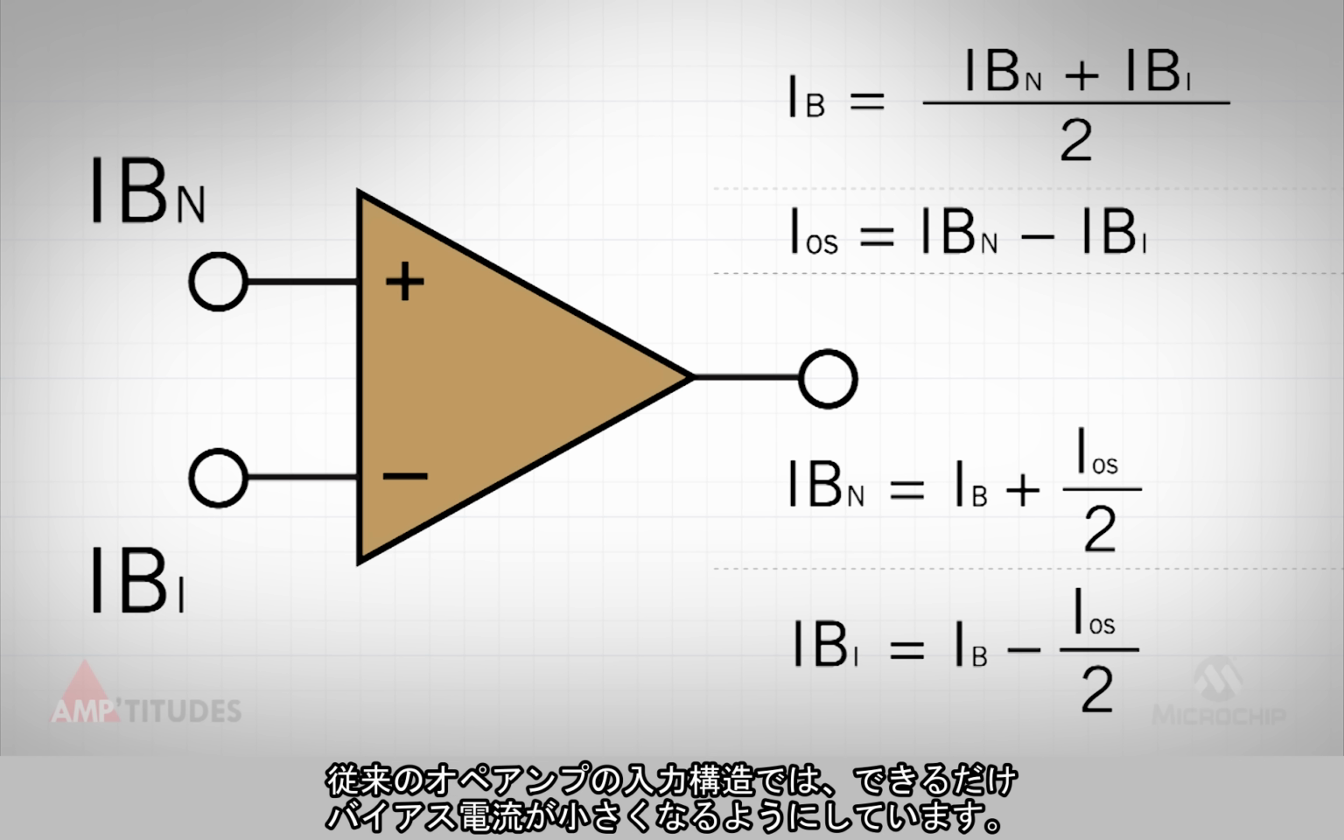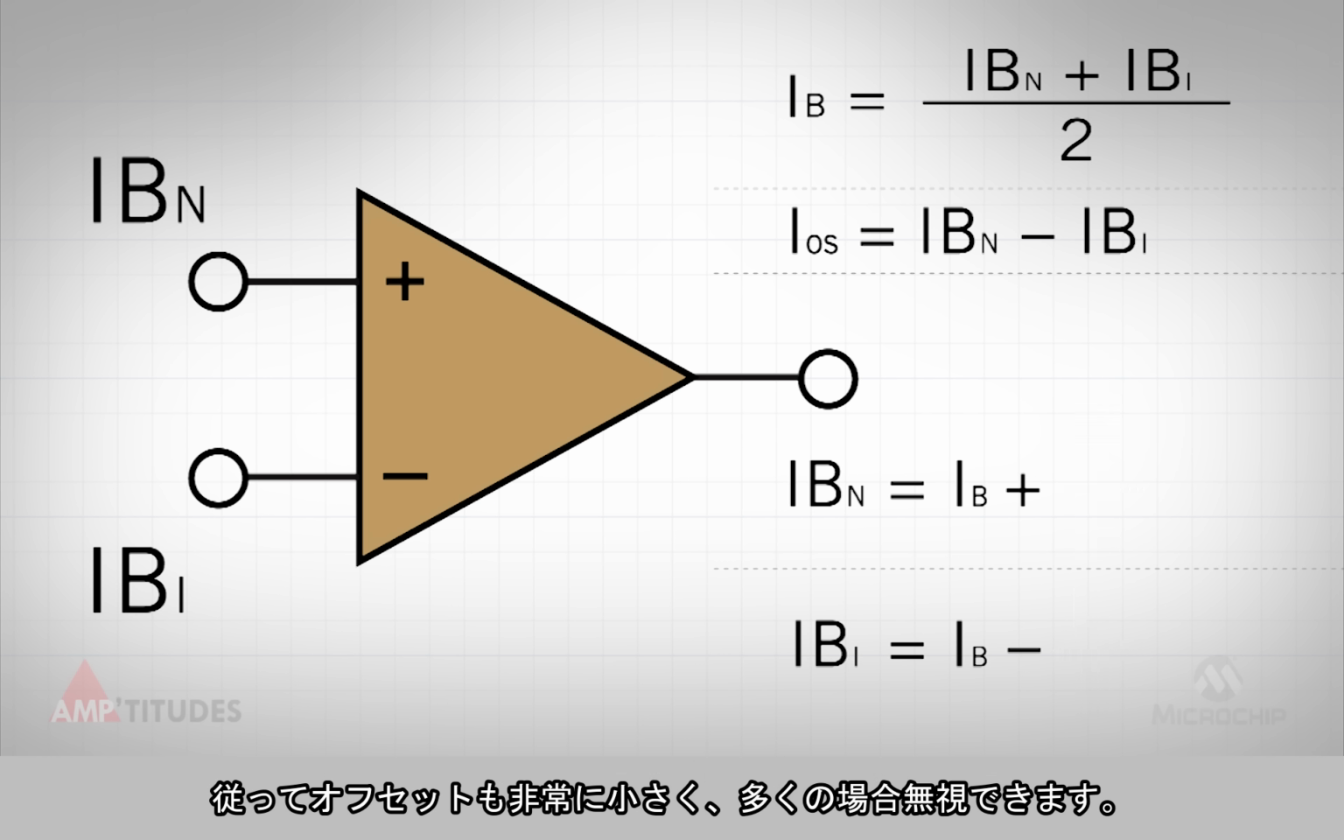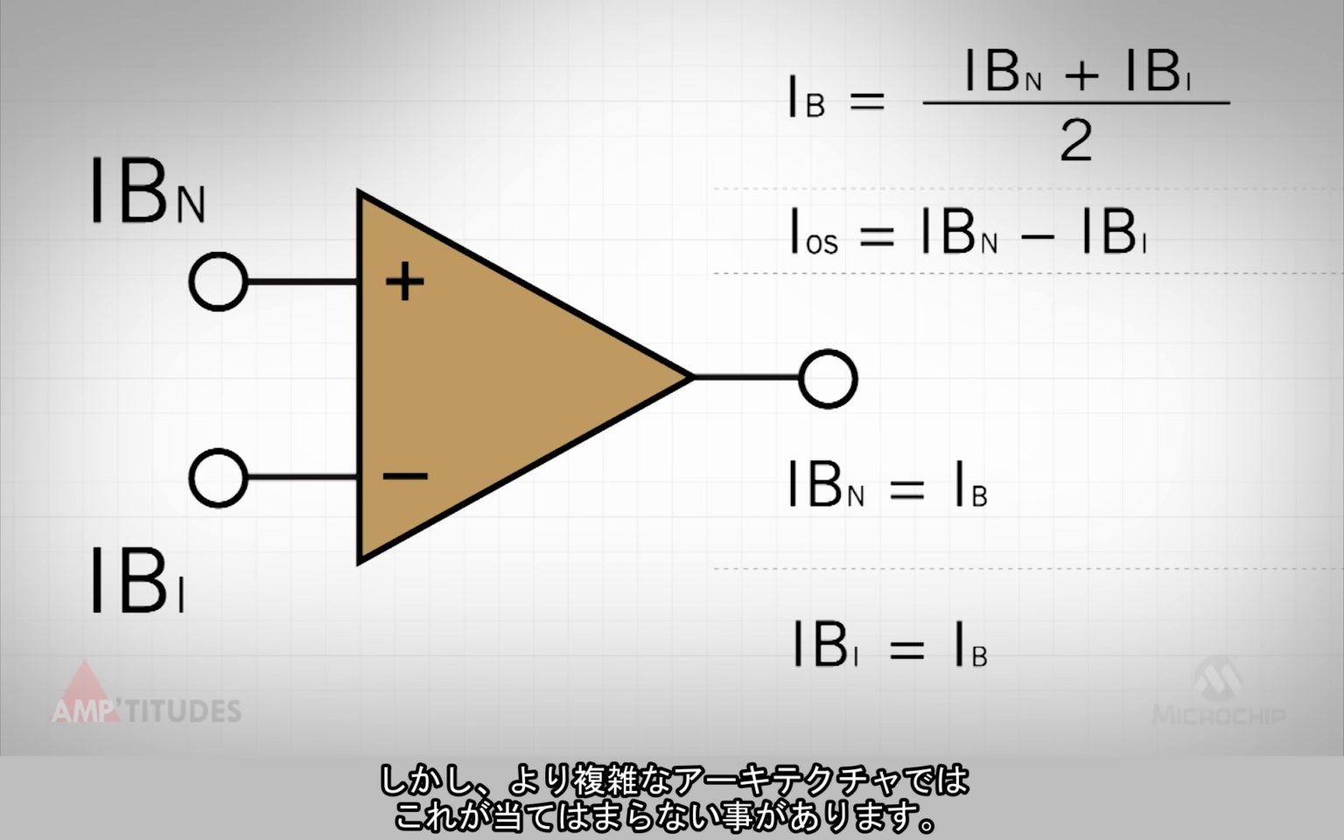With traditional operational amplifier input structures, the inputs are closely matched in terms of bias current, so the offset is typically very small and hence can be ignored in most cases. However, for more complex architectures, this is not always the case.